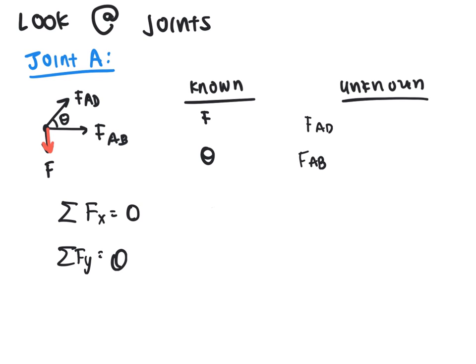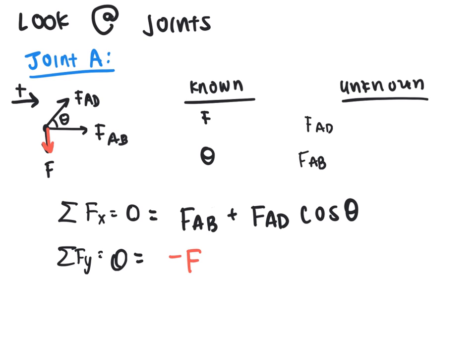So the way we're going to do this is applying our equilibrium equations. So we know that all the forces in the x direction need to be equal to 0. So let's look at what's in the x direction. We're going to make right positive. So we have force AB going to the right. And we also have force AD. The component is going to be cosine of theta. And that's all going to be equal to 0. In the y direction, we have the negative force. That is already known.